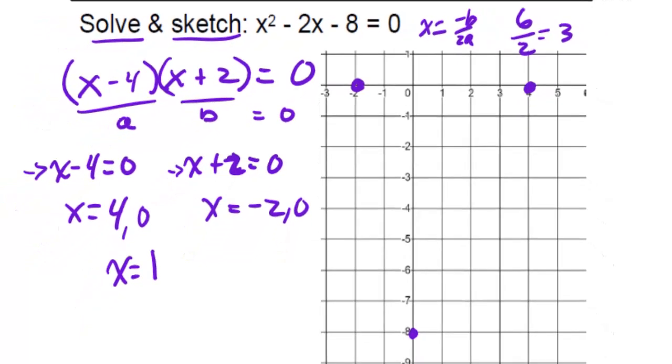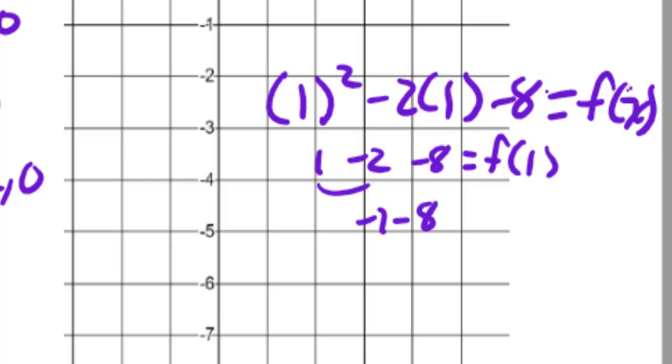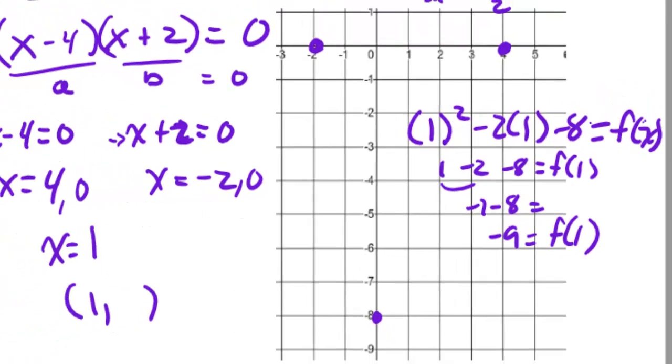So I know that the axis of symmetry has to be x equals 1. So to find my vertex, I'm going to substitute 1 into the function and figure out what the output is. So I'm going to put a 1 in place of x and calculate the output. So 1 squared is 1. Negative 2 times 1 is negative 2, and then minus 8 equals f of 1. So 1 minus 2 is negative 1, minus 8, and that's going to give me negative 9. So my vertex is going to be at (1, negative 9). And (1, negative 9) is right here.